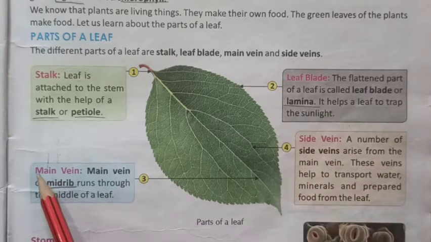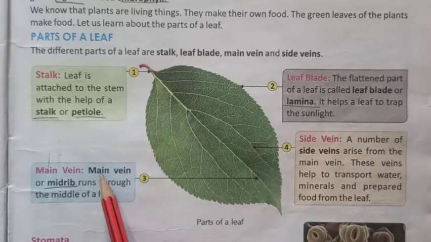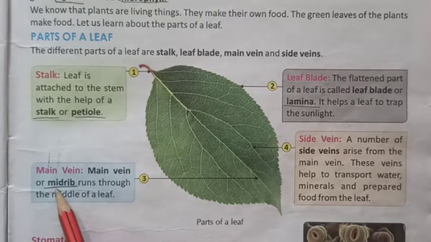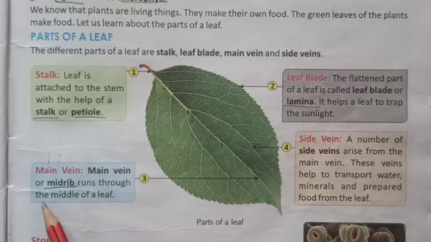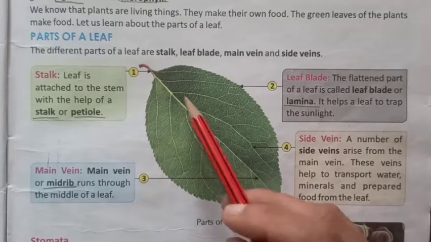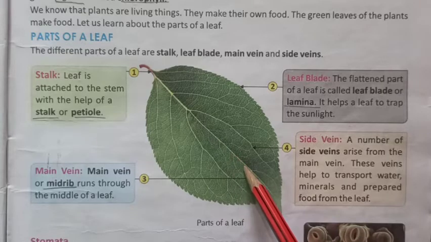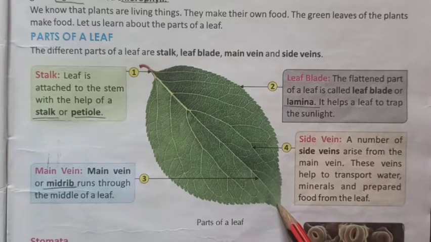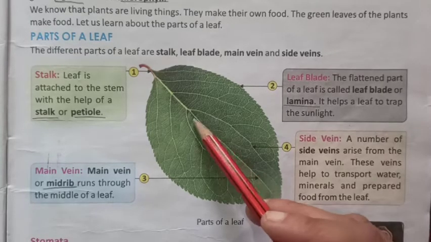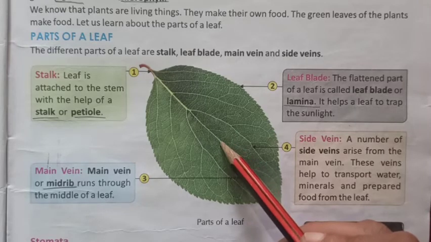The third part is main vein. Main vein or midrib runs through the middle of a leaf. So can you see this? The vein that runs exactly in the middle. This is called as the main vein or the midrib.